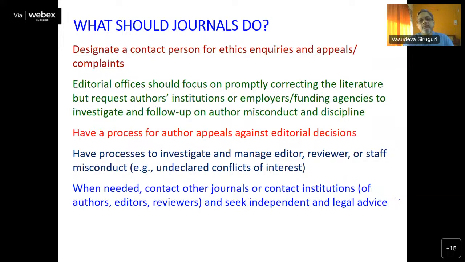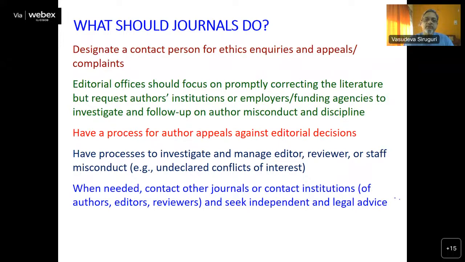So to handle these disputes, journals must have a contact person for these inquiries, and they should focus on promptly correcting the literature and requesting these authors, institutions, or employers to investigate and follow up on author misconduct and discipline. Then they must also have a process for author appeals against editorial decisions. And they also must have processes to investigate and manage editor, reviewer, or staff misconduct, which may happen. And when needed, contact other journals or other institutions and seek independent and legal advice.